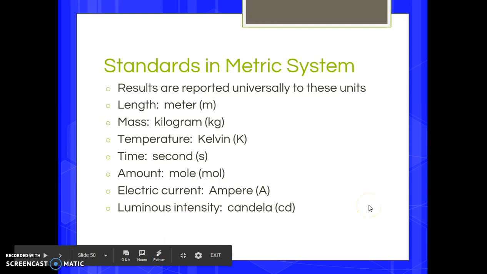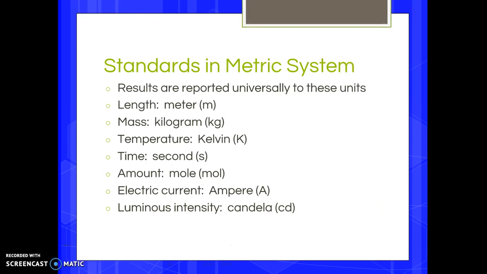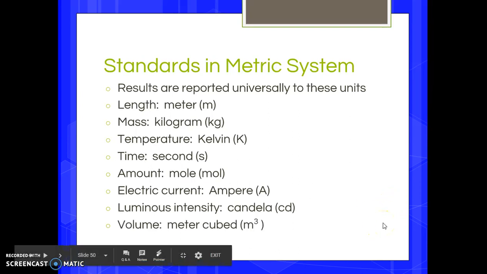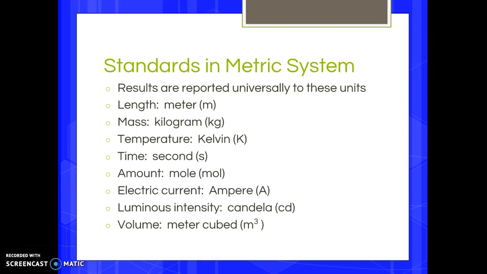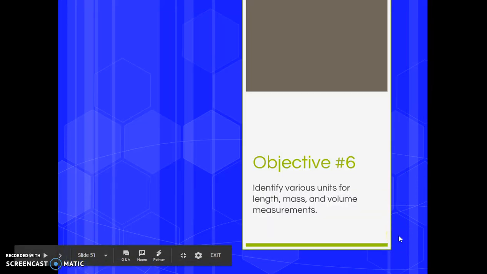Oh, the last one, luminous intensity, is how bright something is. That is in candelas, which you can actually see that measurement still used today, even though we tend to use watts more commonly. But these are just the standards that you would have to report something to in the metric system. And volume, meter cubed. A lot of times we take a volume in milliliters, but 1 milliliter is equal to 1 centimeter cubed as far as that conversion goes, and then you would just convert centimeters cubed to meter cubed. That is the standard to report volume.